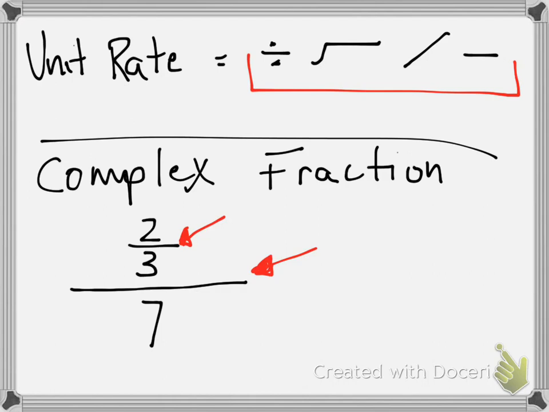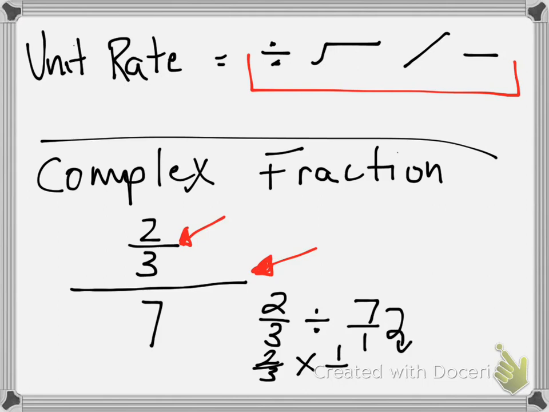So to solve a complex fraction problem, we can write this out as 2/3 divided by 7, and I'll put 7 over 1 to make it like a fraction. And now we have to follow our rules for dividing fractions, which was to keep, change, and flip. So I'll keep my 2/3, change division to multiplication, flip this to be 1 over 7, and now we multiply straight across, and this is going to equal 2 over 21.